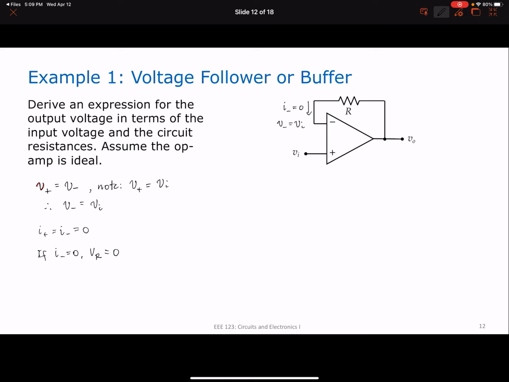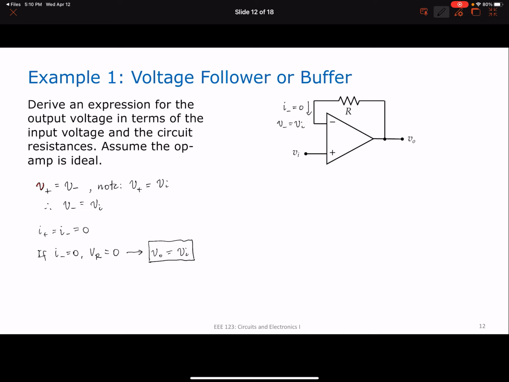Therefore, what does that mean? If there's no voltage drop across this resistor, then this voltage will be equal to this voltage. Therefore, V of O will be equal to V minus, which is equal to V of I. And that's why you call it a voltage follower. The output voltage, this V of O, will just be equal to this input voltage. V of O is equal to V of I.